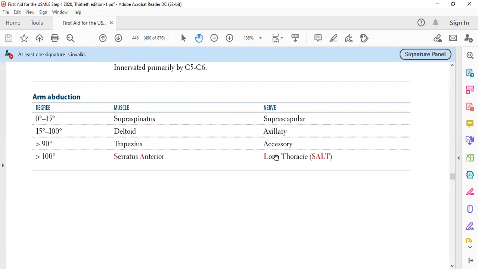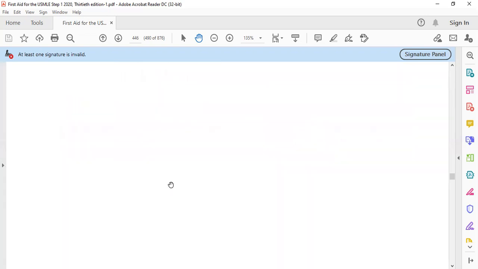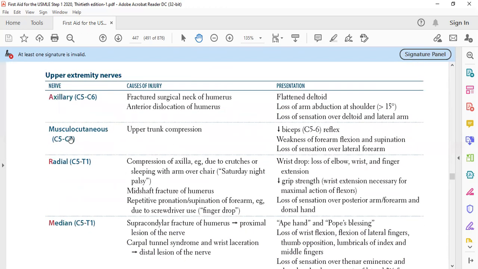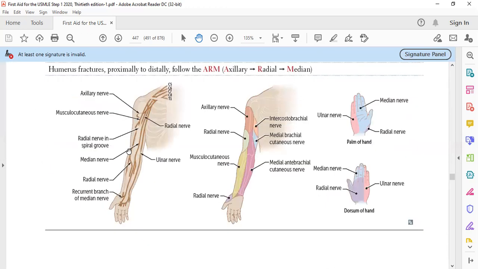So they say it's a SALT: first the suprascapular, then the axillary, then the accessory, then the long thoracic. 0 to 15, you have supraspinatus. 15 to 100, you have the deltoid. And more than 90 degree, trapezius acts as an accessory; it will help, and the nerve will be accessory. More than 100, it is the serratus anterior. Very good. Now comes the upper extremity nerves. It's very important to know.